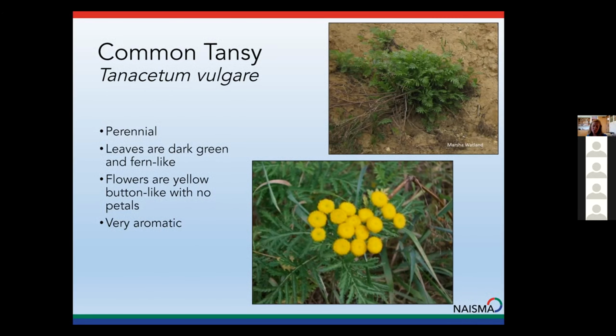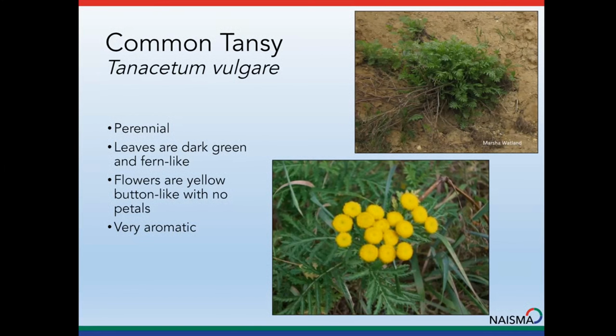The flowers only have disc flowers. They have no ray flowers, so the pretty whites that we typically see on daisies. We don't see those 2 different types of petals. We just have disc flowers in this case.